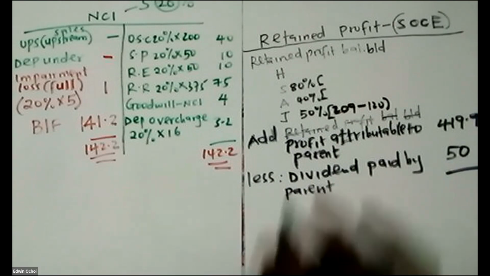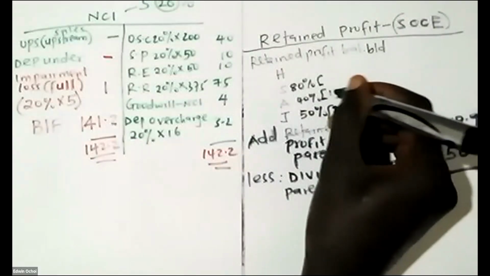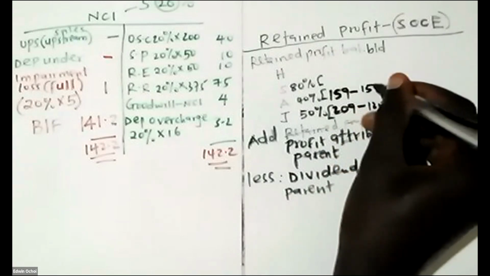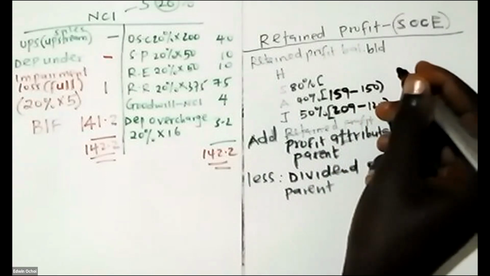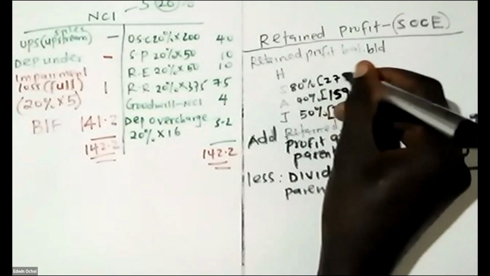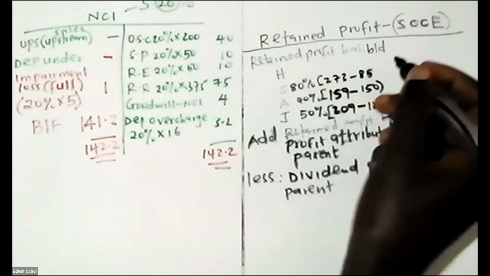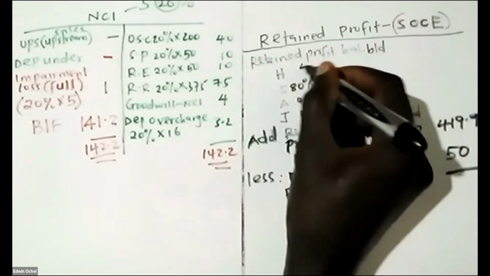So you will do the same. Like now, this one we were given 159 brought forward. You minus the one which was as at acquisition, 150. This one was 273. You minus 85. Then this one was 445.